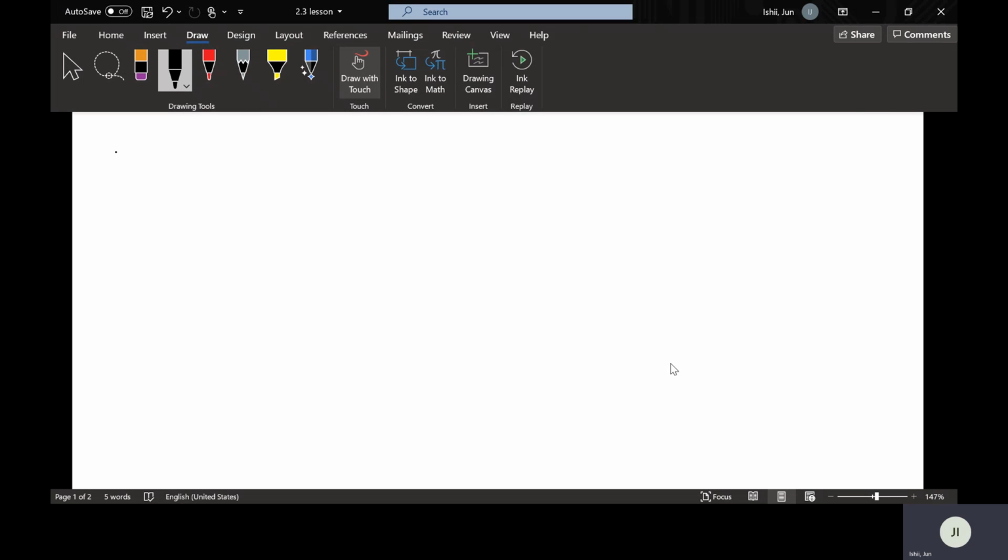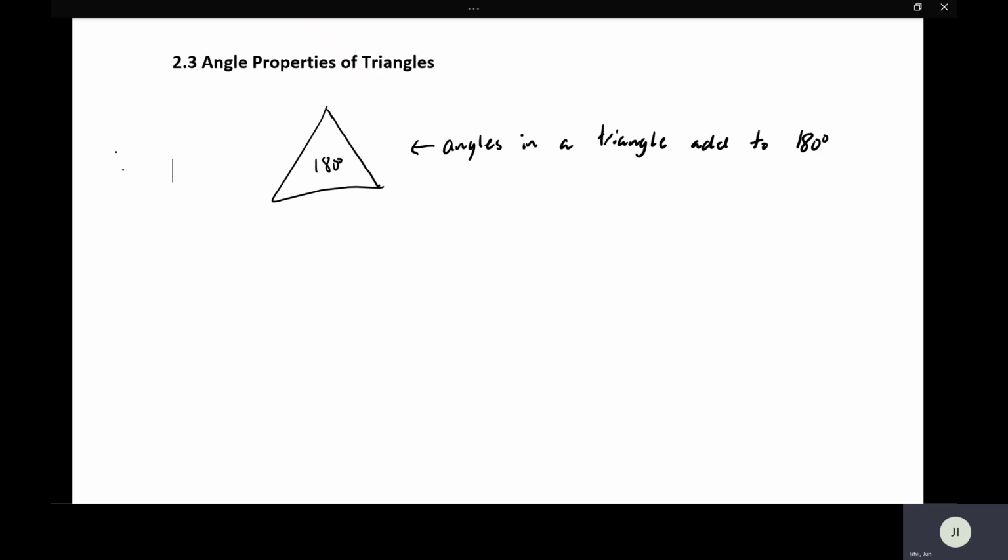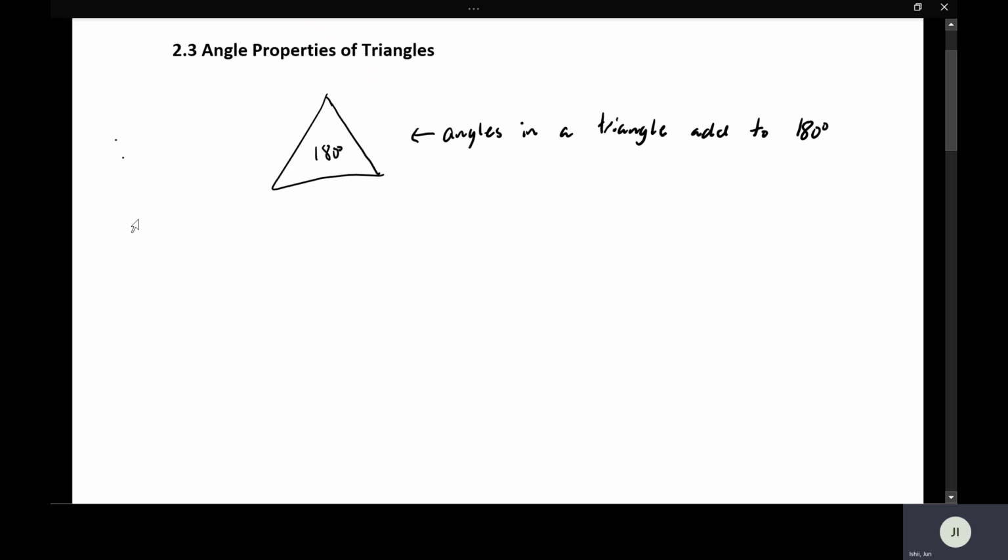Whenever you have a triangle, the angles inside of the triangle add to 180. So I'll write 180 in here. So yeah, angles in a triangle add to 180 degrees. All right, so that was in the review. I'm sure you guys were all aware of that.